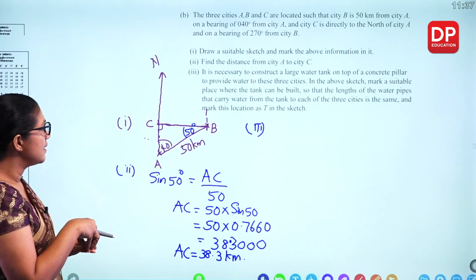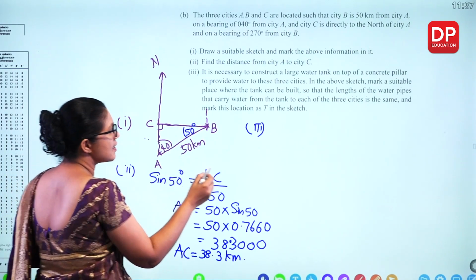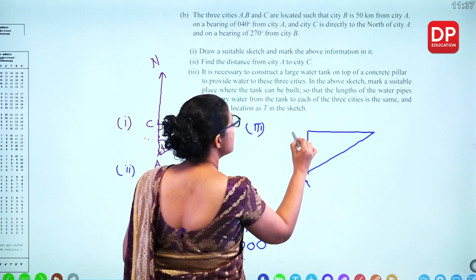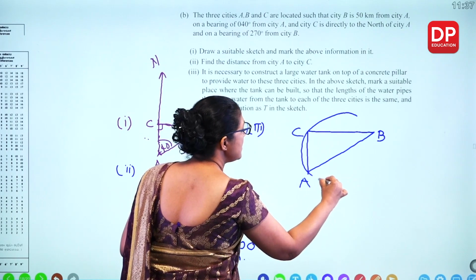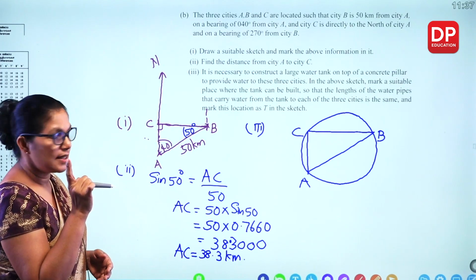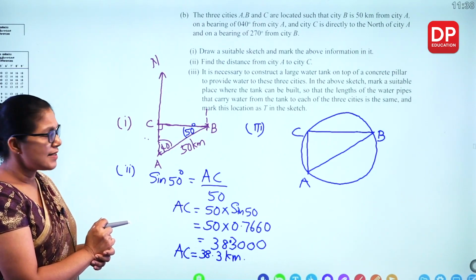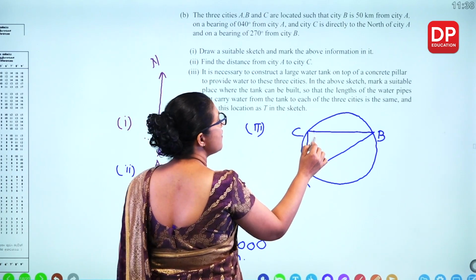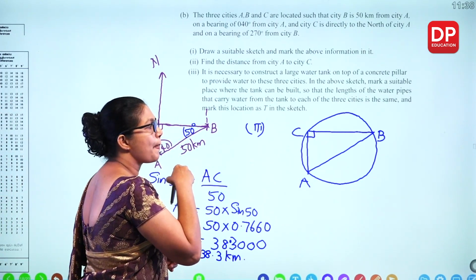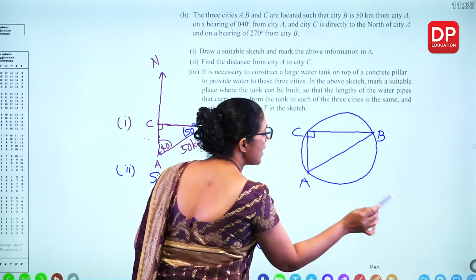So that means when you take a circumcircle around city A, C and B. Circumcircle means all points on the circle. The center is the place where you have to keep the tank. So where is the center? This is a right angle triangle. In a right angle triangle, the center of the circumcircle is on the hypotenuse. So when you draw a perpendicular bisector, one perpendicular bisector, you can find out the center.